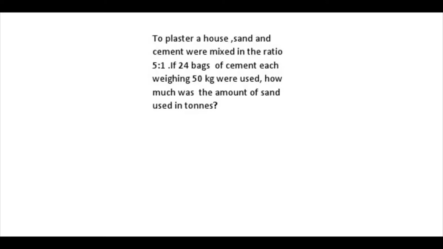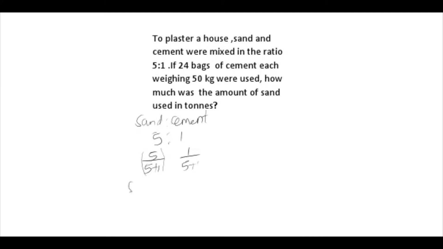To plaster a house, sand and cement were mixed in the ratio 5:1. If 24 bags of cement each weighing 50 kg were used, how much was the amount of sand used in tons? So we have sand used to cement, and the ratio of sand to cement is 5:1. That is the ratio. So in fraction, sand will be 5 over 5 plus 1, while cement will be 1 over 5 plus 1.